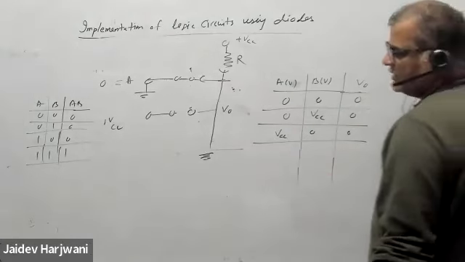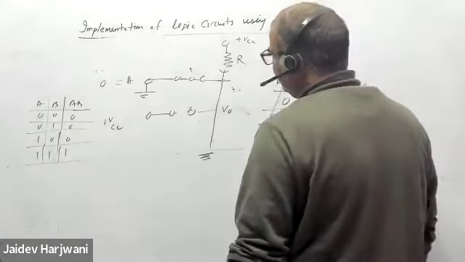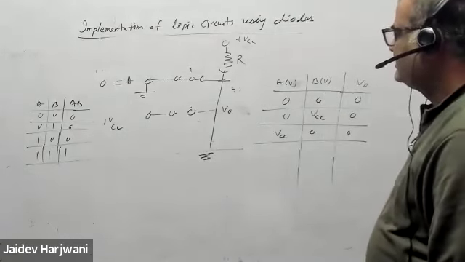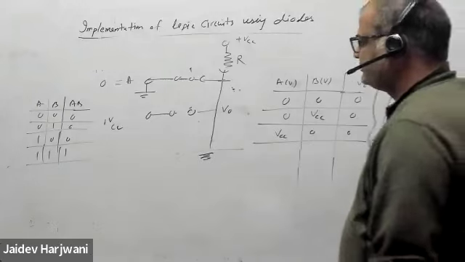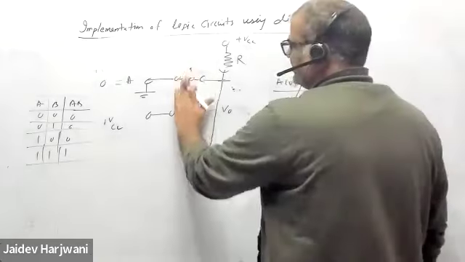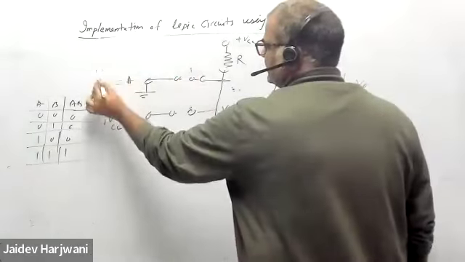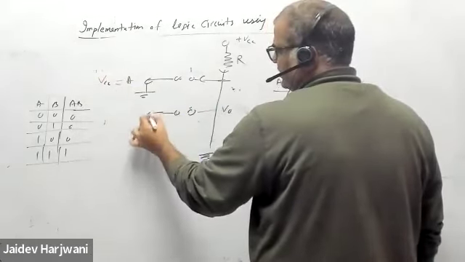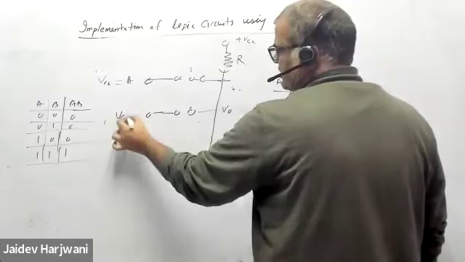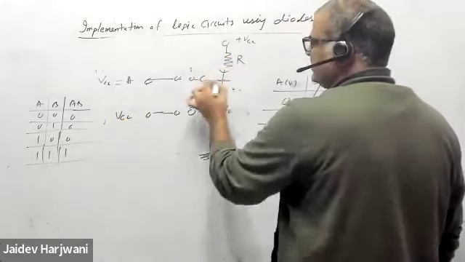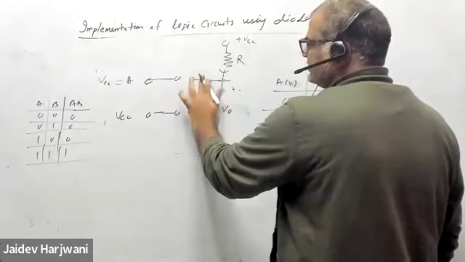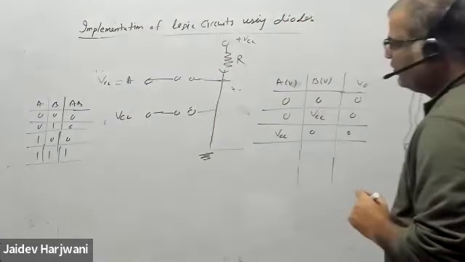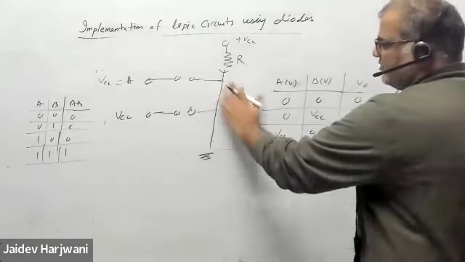Now say both the diodes are open. This is also VCC, and this is also VCC. Now VCC cannot make it conduct, so this becomes open, this becomes open. Now both become open. So how much current is in the circuit?